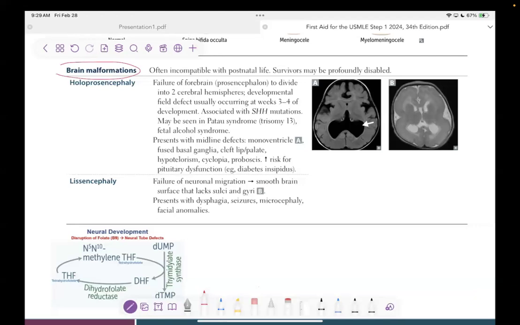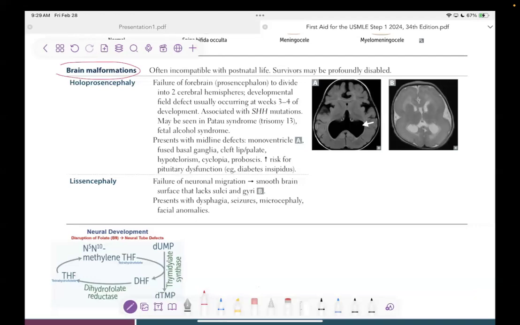So brain malformation is often incompatible with postnatal life. Survivors may be profoundly disabled. Whenever the brain is malformed, of course, we know that all the functions, motor functions, sensory functions, everything is managed by the brain. So if the brain is not properly made, of course, the baby either will not survive, or will be disabled profoundly, right?